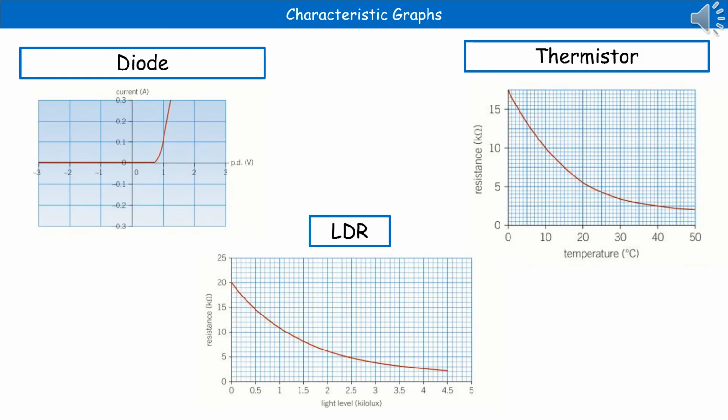And the last three characteristic graphs we need to recognize: that for the diode on the left there. Because it only goes in one direction, the negative you can see is horizontal, it's not going anywhere, and then it increases on the positive. The thermistor, and you can spot the thermistor because the x-axis will be temperature, and you can see resistance decreases with increasing temperature. And the LDR, the x-axis is light level. So do look at the axis labels for these.